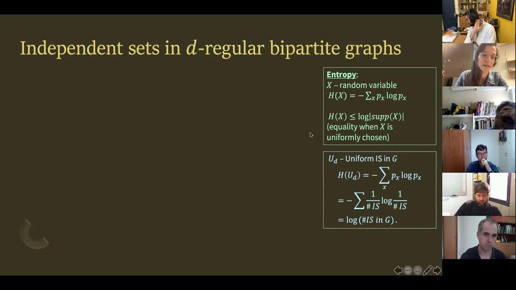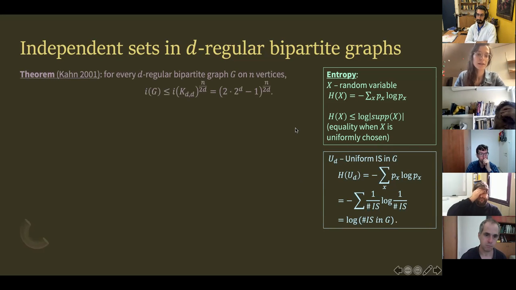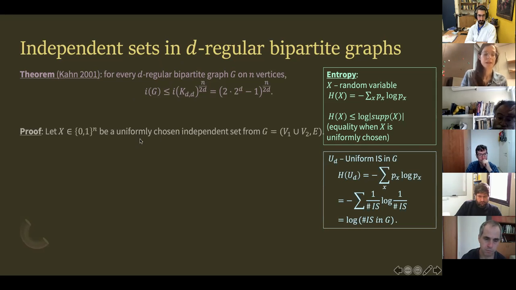Okay, so now we are ready to prove the theorem of Kahn. What do we want to prove? We want to show that in every d-regular bipartite graph, we proved it for bipartite graphs, the total number of independent sets is bounded by what we saw in the previous example. So how do we show it?